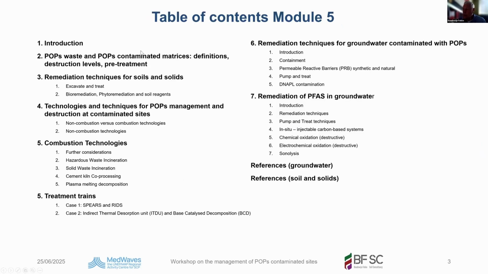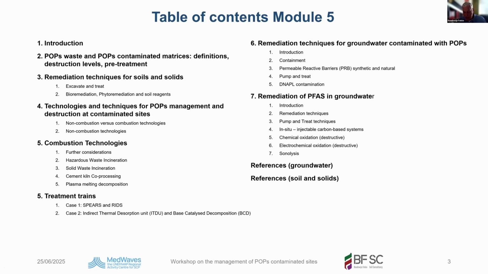The table of content of Model number 5. After the introduction, there's a chapter on POP waste and POP contaminated matrices, where definitions, destruction levels, and pre-treatment are discussed. Then remediation techniques for soil and solids are given. Excavate and treat, bioremediation, phytoremediation, and soil reagents are discussed. Then section number 4, technology and techniques for POPs management and destruction at contaminated sites, non-combustion versus combustion, and then more details about non-combustion technology. A separate section is devoted to combustion technology, and then examples are given of treatment trains.